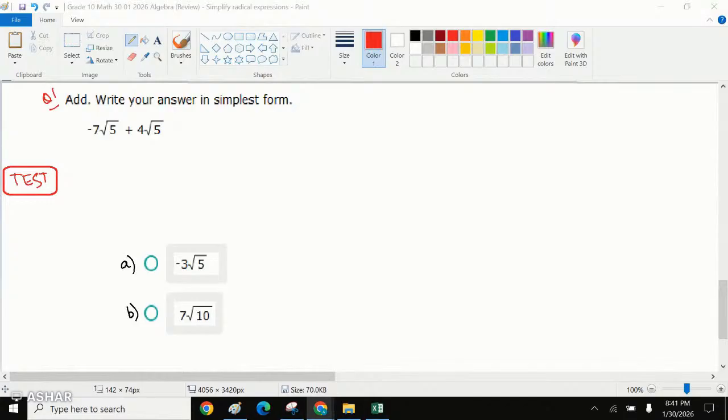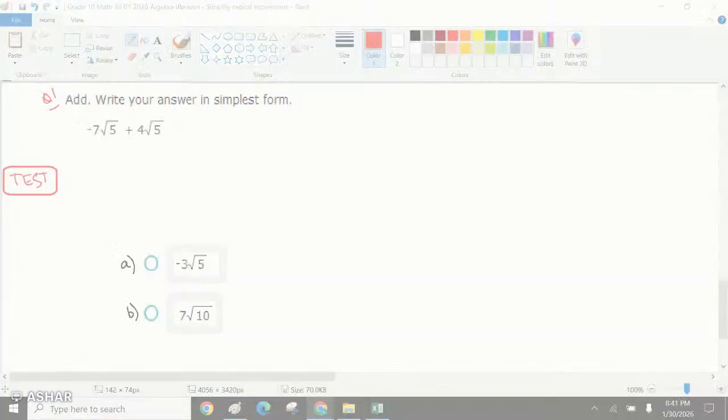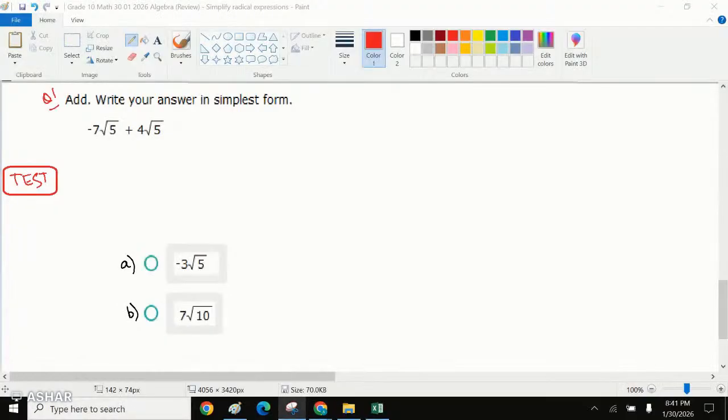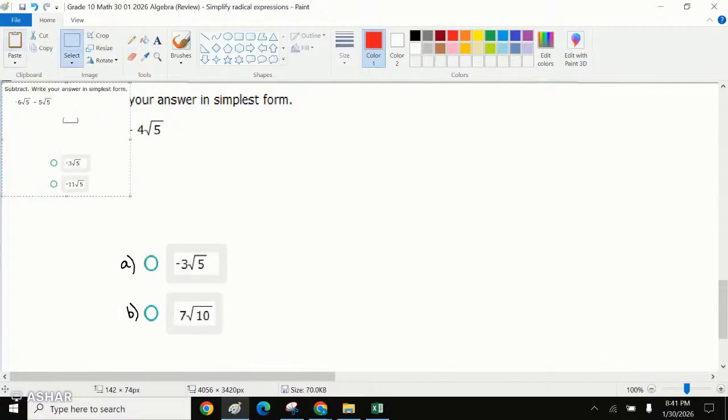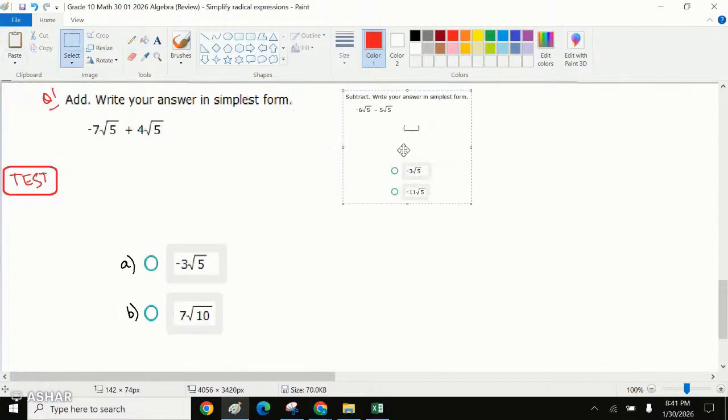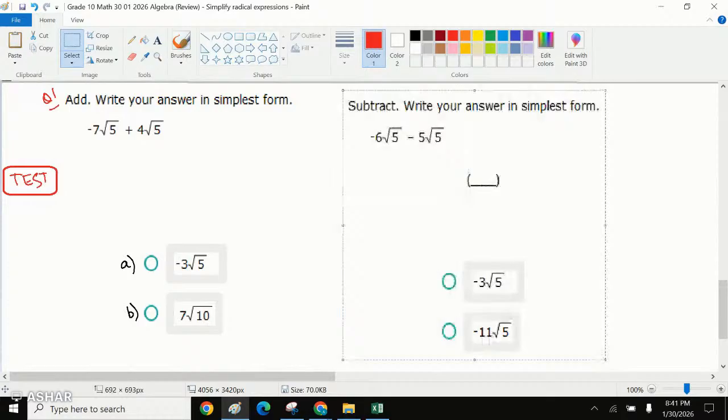Because they both have the same radicals, right? And the sign of the greater number is always used. So what should be the answer? Can anyone give me the answer to this question? For question number 2, it says this. Okay, let's do both of these questions. This would be our question number 2. Question number 1 was adding, and question number 2 is subtraction. Okay, this is option A, option B.